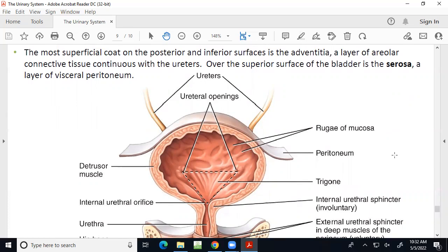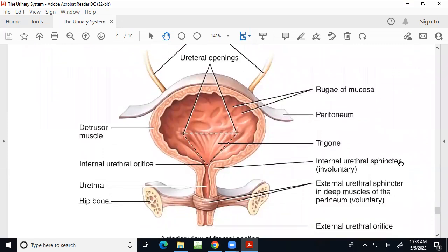The most superficial coat on the posterior and inferior surfaces is the adventitia, which is a layer of areolar connective tissue continuous with the ureters. But over the superior surface is the serosa, which is a layer of peritoneum, a visceral peritoneum specifically. And so we can see that it's not labeled as serosa or visceral peritoneum, it's just labeled as peritoneum, but we can see it there nonetheless.